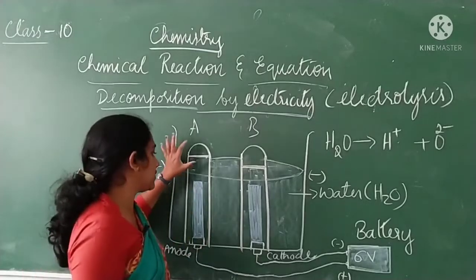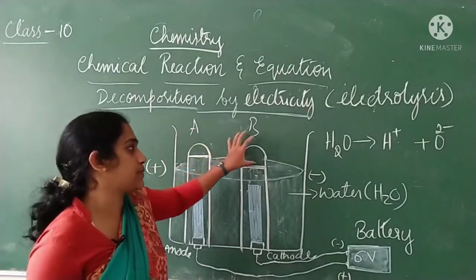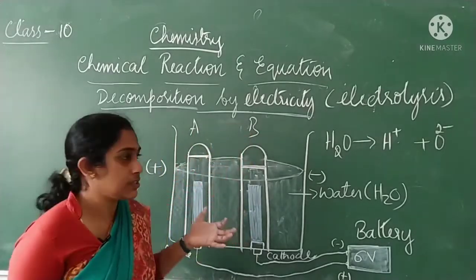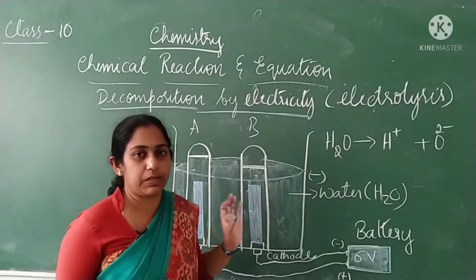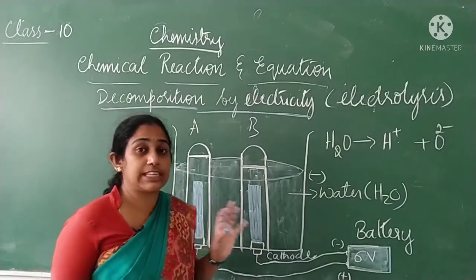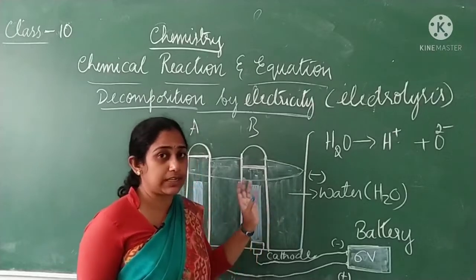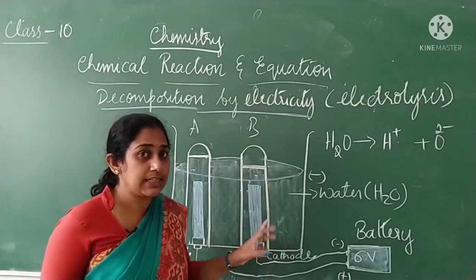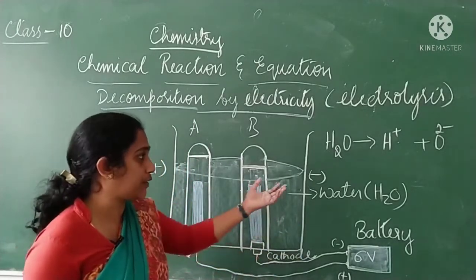So which is the gas present in test tube A, and which is the gas present in test tube B? We have to test it. That can be done by a simple test. One of the test tubes contains hydrogen gas, and the other contains oxygen gas. How hydrogen and oxygen?